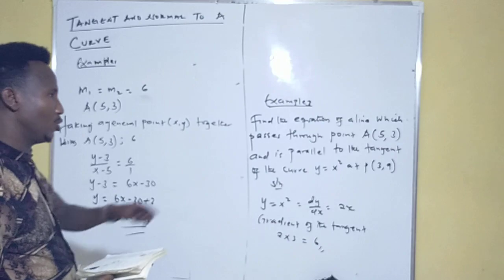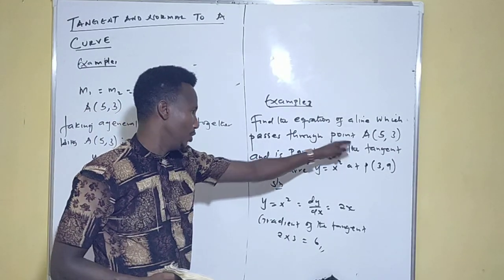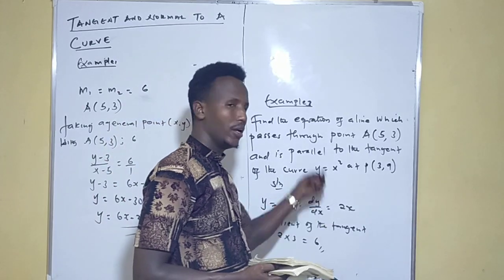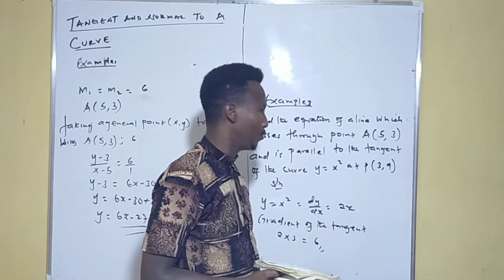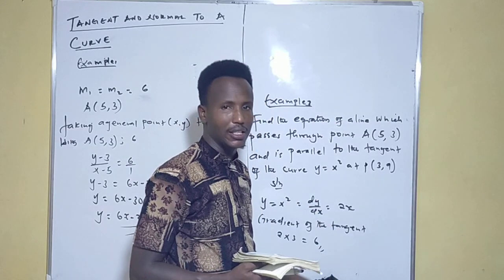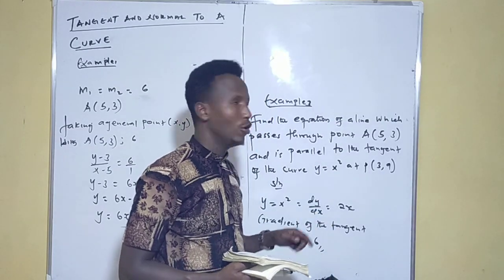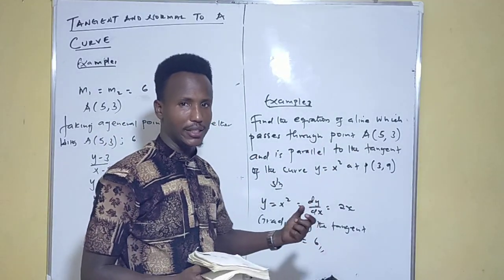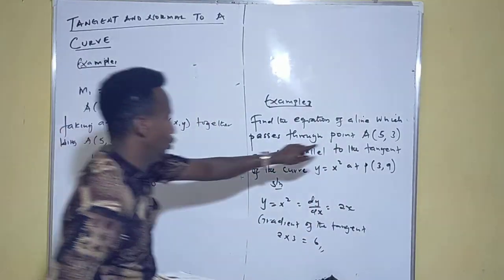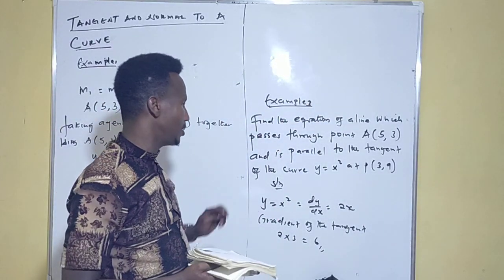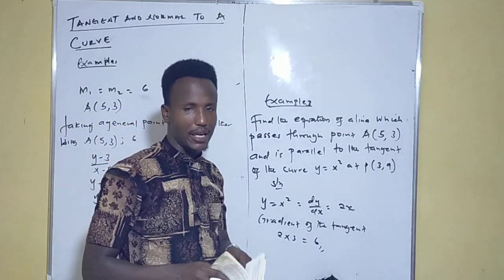Remember, you are told to find the equation of a line which passes through this point and is parallel to the tangent. That means after you differentiate, you substitute the value of x at the given point B to get the gradient. That gradient of the tangent is equal to the gradient of the other line which passes through point A, because they are parallel. So you take that gradient to get the equation of that line. Guys, I think these more examples will help you understand better.